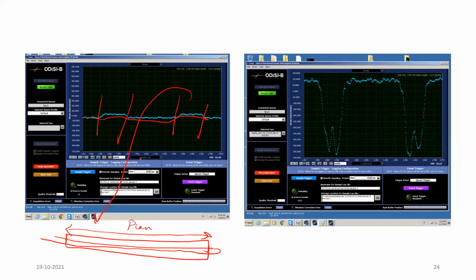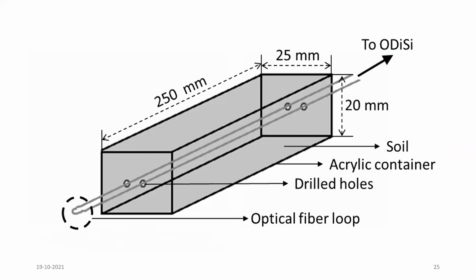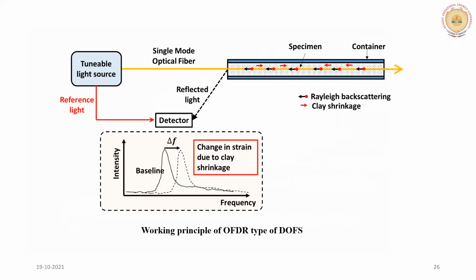As soon as this shrinkage will be happening, you can see that the strain will keep on increasing. I'll discuss this in the coming slides. This is a schematic representation of the soil sample, as I told you. These are the linear shrinkage molds, 25 centimeter long, and two holes were drilled, right? And optical fiber was passed through this whole setup, and then it was sent to this ODISI, which is nothing but our optical fiber system.